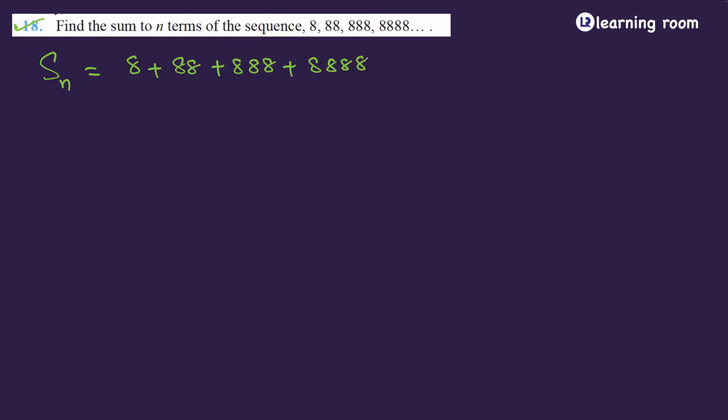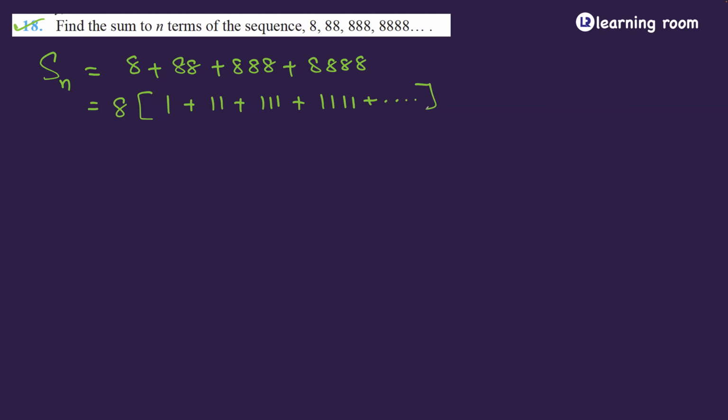I've told you what you're supposed to do. Check the example problem that we solved. What you need to do is first take out the 8. When you take out 8 outside, you will have 1 plus 11 plus 111 plus 1111 plus so on. How many terms are there? N terms are there. It's not an infinite series. It is a finite series.